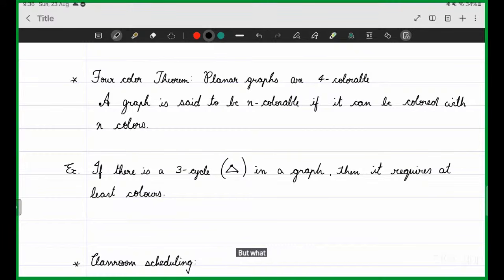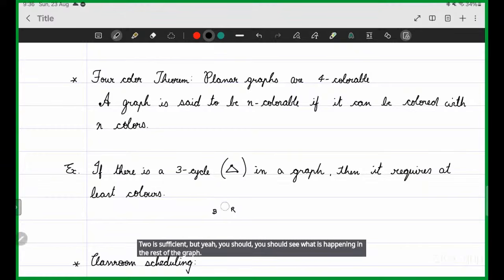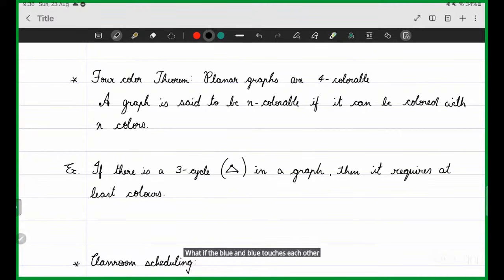But what about a 4-cycle? What if you have something like this? 2 colors. 3 is the base, 2 is sufficient, right? Yes, I can just do red, blue, red, blue. 2 is sufficient, but you should see what is happening in the rest of the graph. So it's not like an n-cycle is n-colorable, of course. What if the blue and blue touch each other? Then you have to look at the completely connected graph.